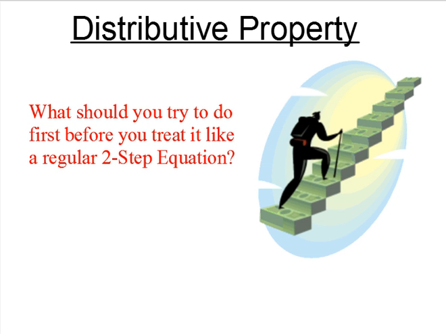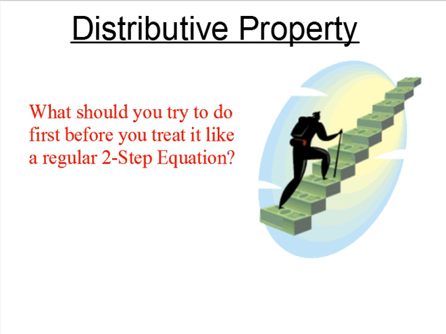The distributive property: what should you try to do first before you treat it like a regular two-step equation? Well, what we want to do is get it to look like a two-step equation. So we're going to work our best using the distributive property and this other thing called combining like terms. What those will do is help us get it to look like a two-step equation so that we can handle it a little bit easier.